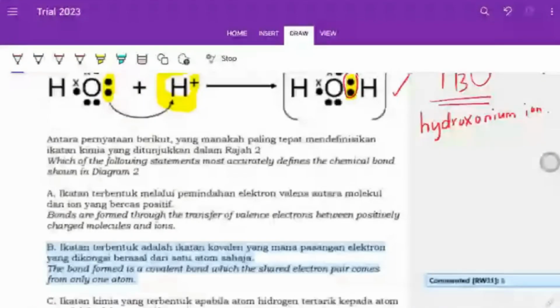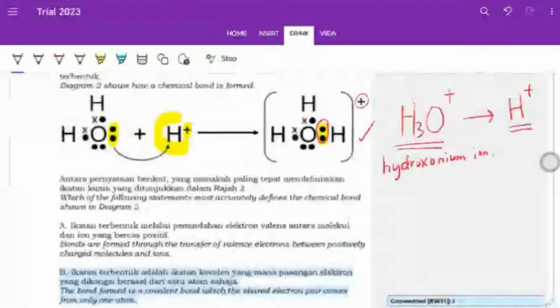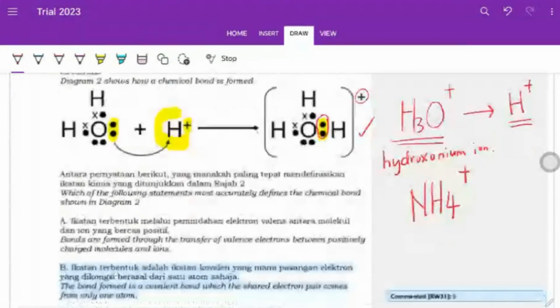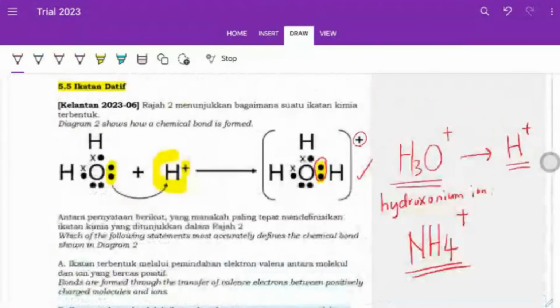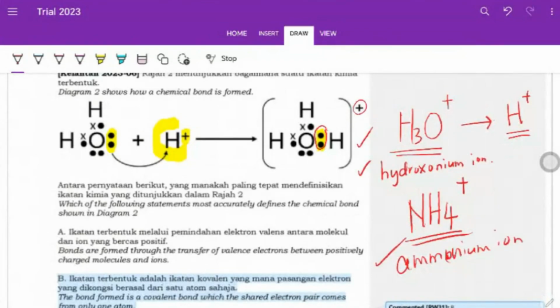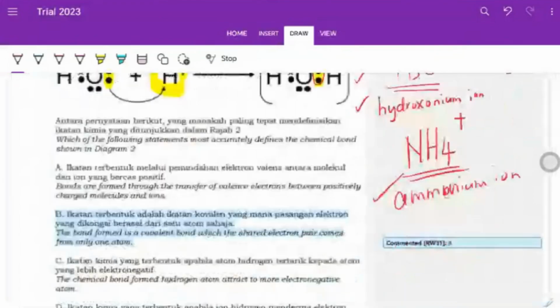Is it NH4Cl, ammonium chloride? Ammonium only. Another one is ammonium ions. When you combine with chloride, then you form ammonium chloride. But for the dative bond it is this ammonium ion. This one is another example, ammonium. So only these 2 for the dative bond, they will ask normally in the exam.